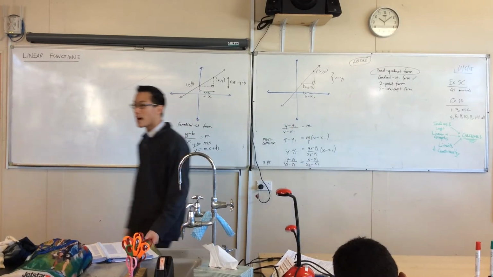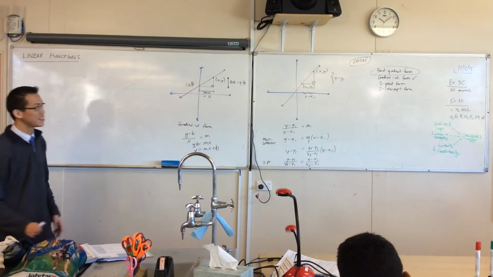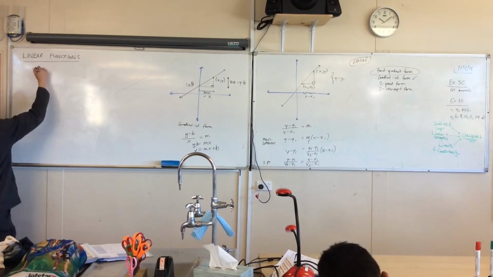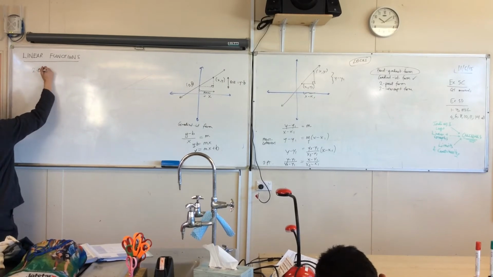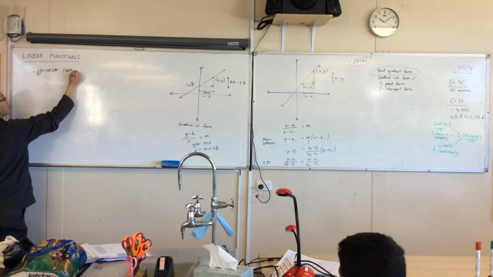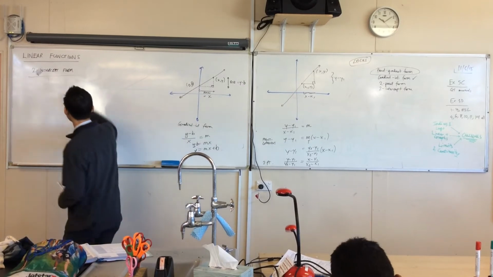Okay, the last one, two intercept form, is the least common, but in some ways it's the most useful. So let's talk through it. I'm not going to leave you to your own devices on this one, because it's a bit trickier. Two intercept form. Okay, let's have a go.